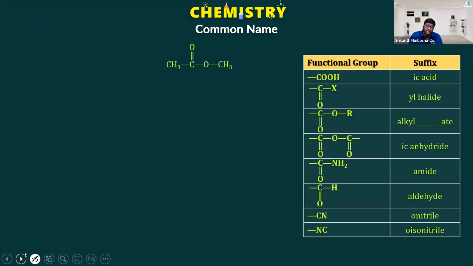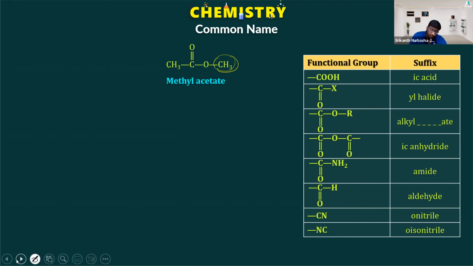CH3 C double bond OCH3. What is the name? Methyl acetate. Yes or no? Because if you look at CH3 C double bond OCH3, this is nothing but your alkyl. The alkyl group is the methyl group here. CH3 C double bond O, 2 carbons means acet, and it should end with ate.